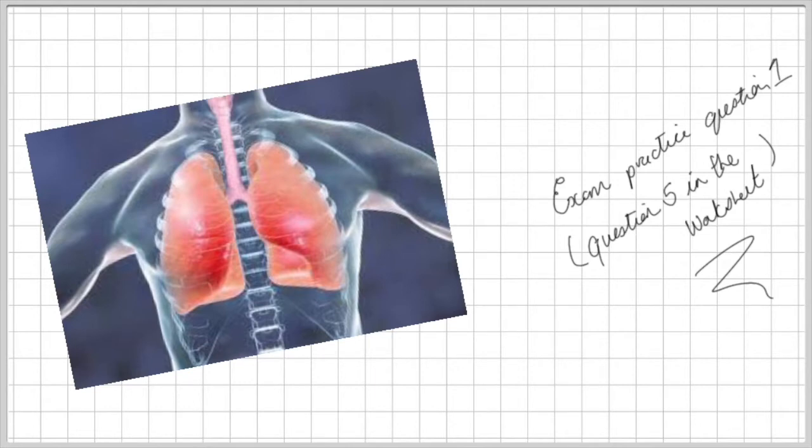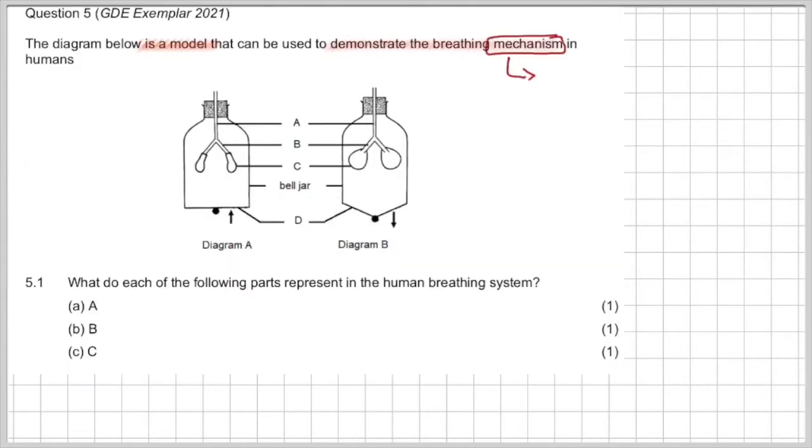All right, so what we're going to do is look at a typical question that comes up many times, and here you can see a diagram that represents a model to demonstrate the breathing mechanism. When we refer to mechanism, we refer to inhalation and exhalation. So we've got a diagram A and a diagram B. There are two identifiable differences that we can see in this drawing straight away. One relates to the balloons inside the bell jar, and the other relates to the arrow pointing up and down.